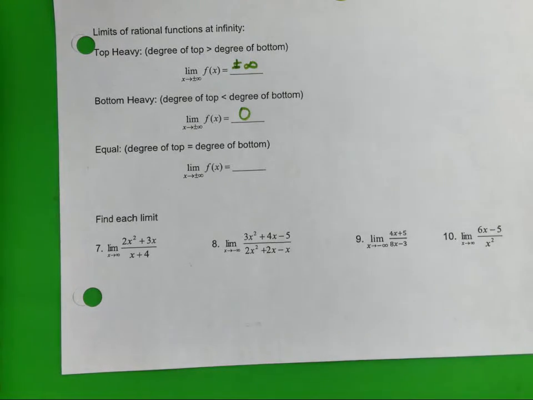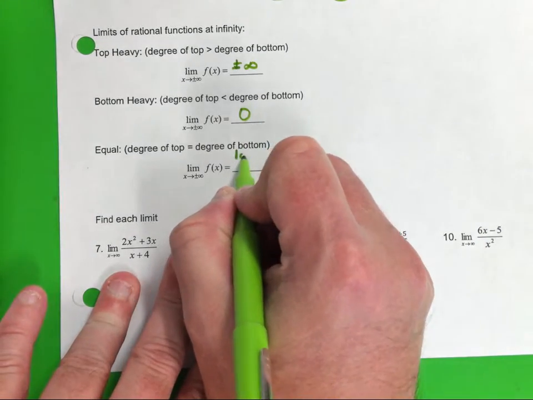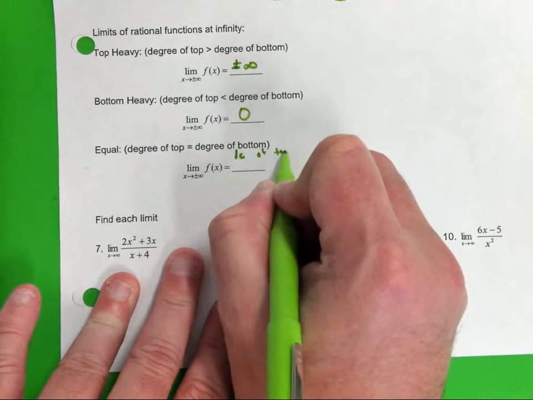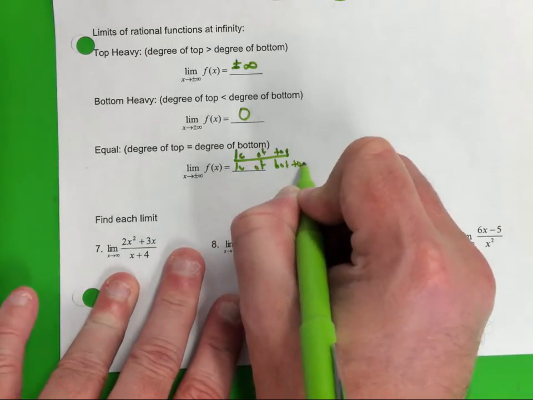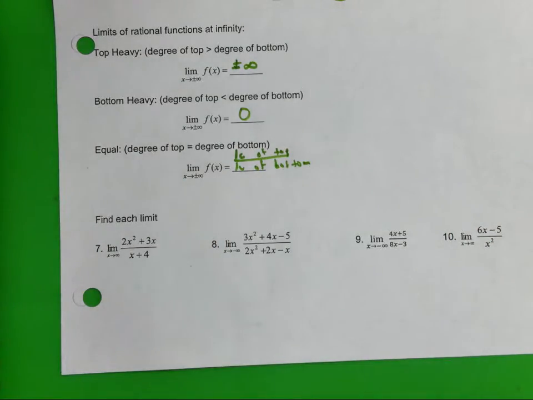If the degrees are equal, you divide the leading coefficient of top by the leading coefficient of bottom. This is very similar to when we did asymptotes. So LC, the leading coefficient of top divided by the leading coefficient of bottom.